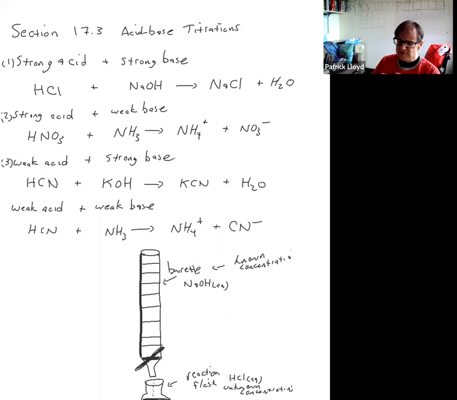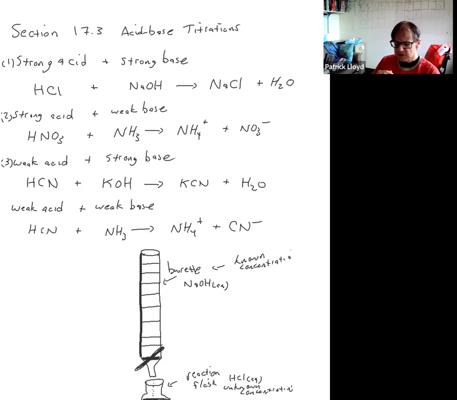In fact, if it's hydrochloric acid, we can calculate the pH very easily. All we need to know is what its concentration is. The pH of 1 molar hydrochloric acid would be 0. The pH of 0.1 molar would be 1. The pH of 0.01 molar would be 2. So we can do certain calculations, but we can go further than that.